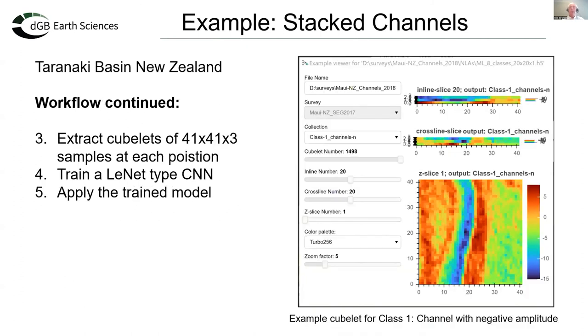Now then, at each of these positions, we're going to extract a small cubelet from the seismic data. And the cubelet in this case has the shape of a pizza box. It's 41 samples by 41 samples by 3 samples in height, centered around each position. And the task of the machine learning algorithm, in this case a LeNet type of convolutional neural network, is to classify the data into these 8 different classes based on these examples that we give it.